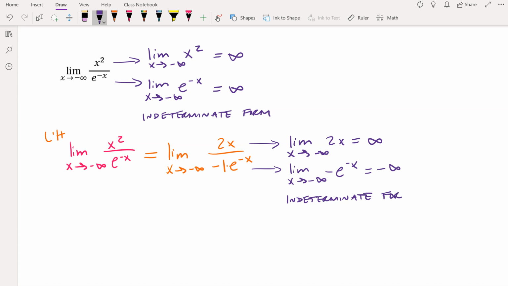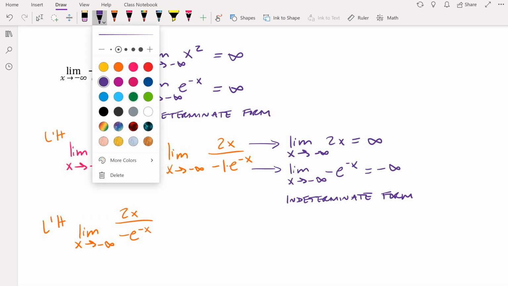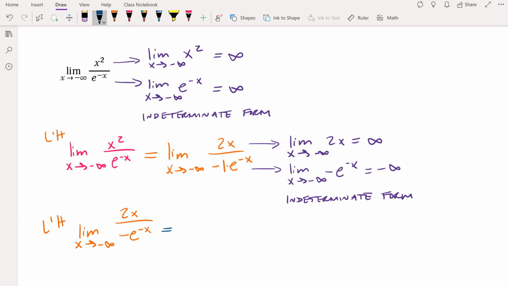Good news. We can use L'Hopital's as many times as we need to. So let's try to use it again. We currently have the limit as x approaches negative infinity of 2x over negative e to the negative x. Now we're going to do another round of L'Hopital's. Let me do this one in blue. Let me take the derivative again of the top and the bottom.